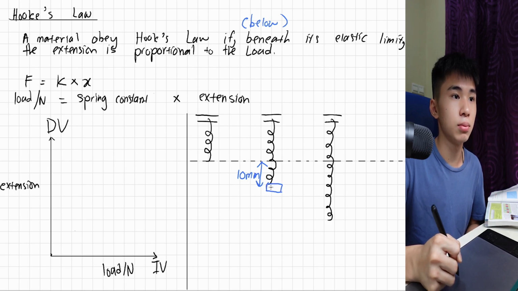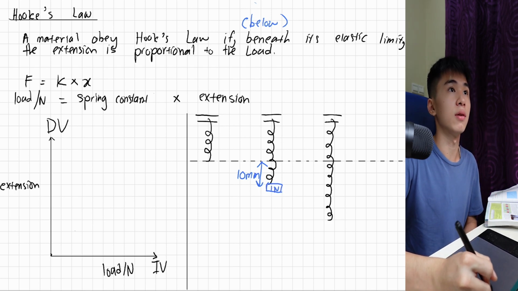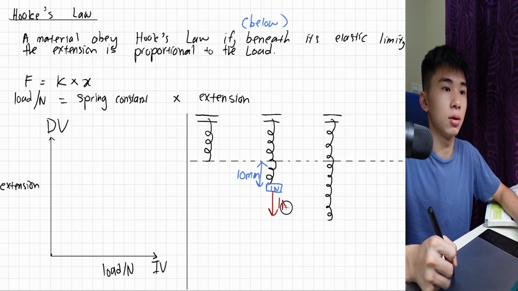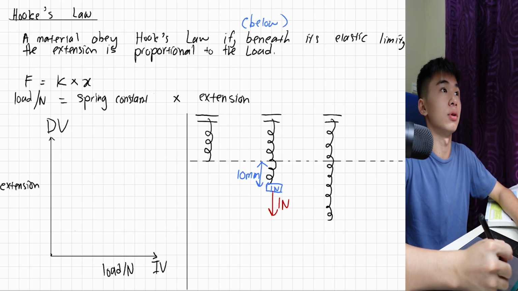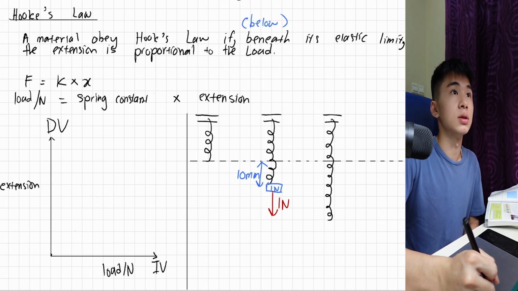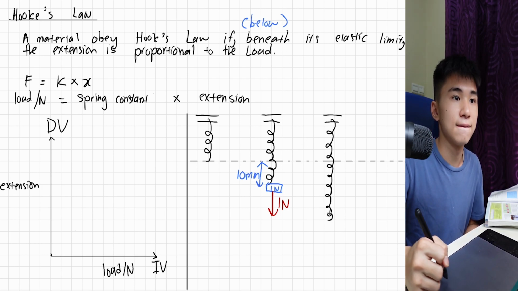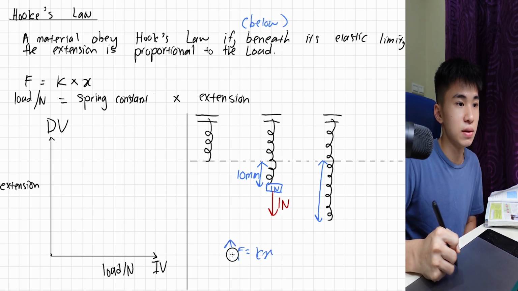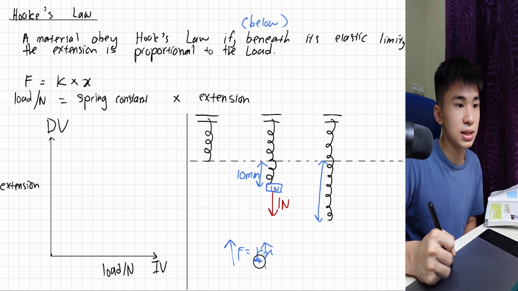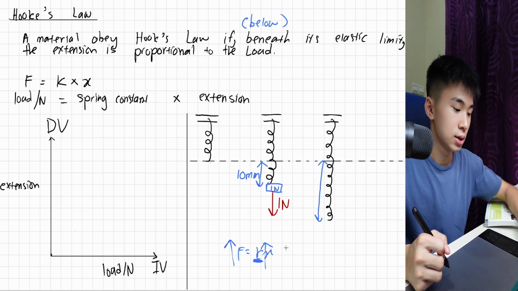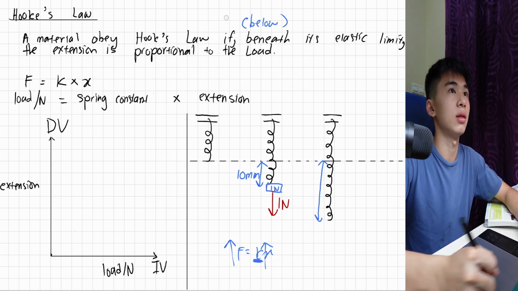Let's say we add a metal block, which is 1 Newton. So the force pulling this spring is going to be 1 Newton as well. Okay, a red arrow here. If you add more load, which is more force pulling, the extension will be greater, right? It's because F equals kx. If we increase the force, the extension must increase. This k right here is the constant of the spring, which is the gradient.